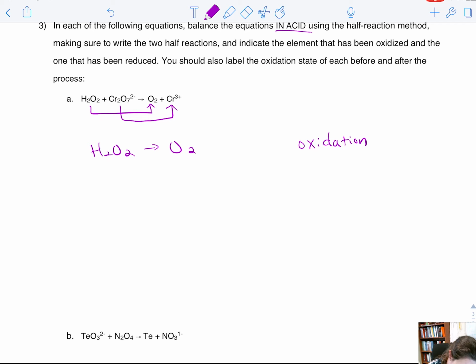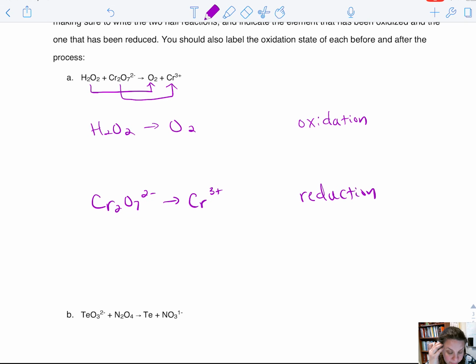And then in the other one, Cr2O7 2 minus to Cr3 plus. We're going from chromium that's +6 to +3, so it is gaining electrons, so this is reduction. Okay, so let's go ahead and follow our steps to balance out these two half reactions.